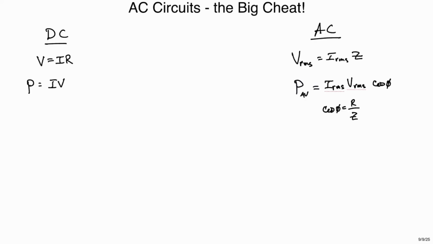Okay, so there are some other things. This right here, by the way, is often called the power factor for an AC circuit. If you're ever asked to find the power factor, just find the cosine of the angle, or just take the resistance divided by the impedance. Again, we'll get to impedance in a second.